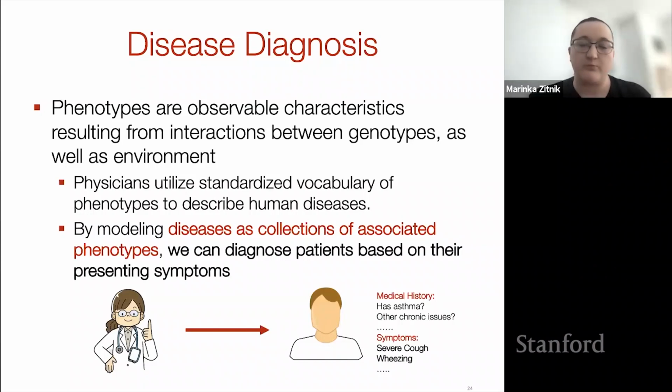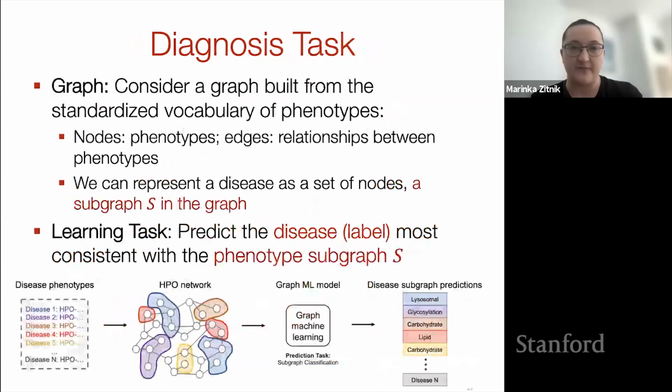So physicians typically utilize various standardized vocabularies of phenotypes to describe human diseases. For example, a very prominent standardized vocabulary of phenotypes is known as the human phenotype ontology, and that codifies a variety of different phenotypes and how they map to human diseases. So by modeling diseases then as collections of phenotypes that represent the disease, we could then diagnose patients based on what phenotypes they have, based on what symptoms those patients would have.